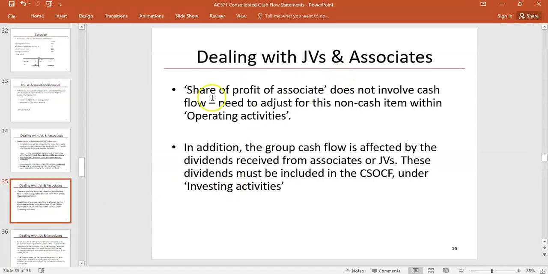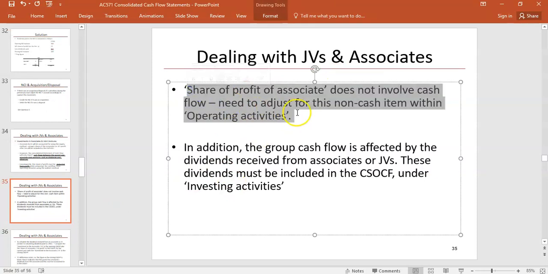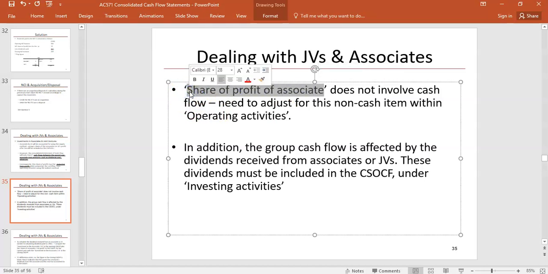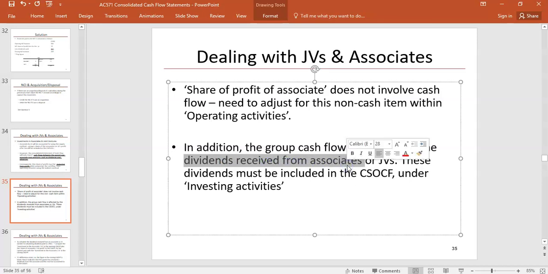So the share of profit does not involve cash flow. That means it's a non-cash adjustment. So be careful of that. If you're doing the indirect method of getting operating cash flows, you will be taking off the share of profit, because that is an income that's non-cash. It's an accounting adjustment. It's a credit to the P&L, but you're not interested in the share of profit of associate. You're only interested in the dividends received from the associate. So that's the fundamental difference between the P&L and the statement of cash flows.